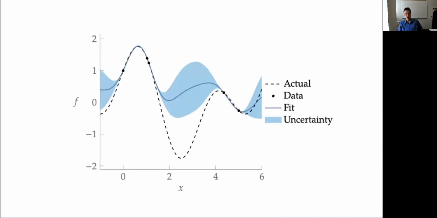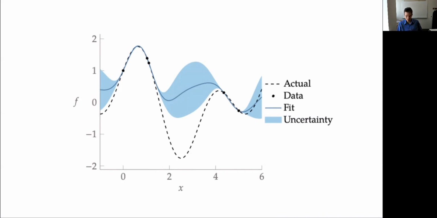Now, this won't work with all surrogates, the approach we're going to take here. It's based on the methods we discussed at the end of last time that allow us to get an uncertainty prediction as well as a data fit. The common ones are called Gaussian process regression models. Kriging, as we mentioned, is a popular one.